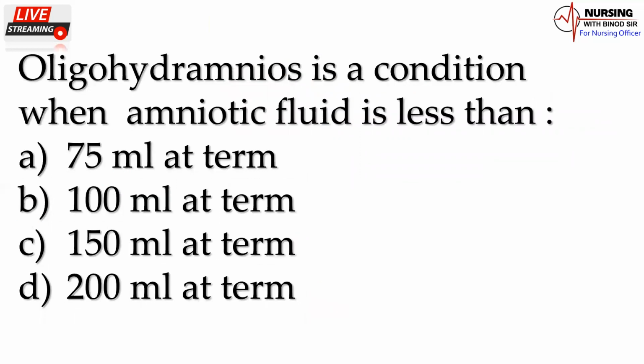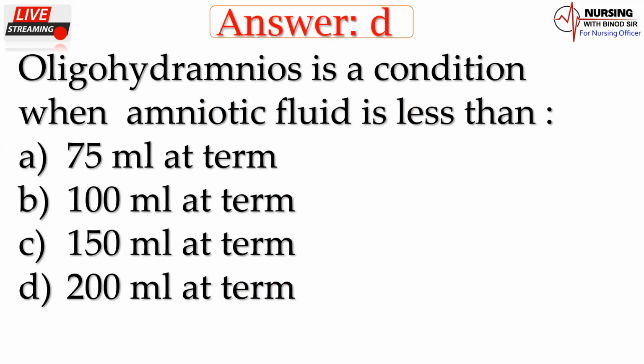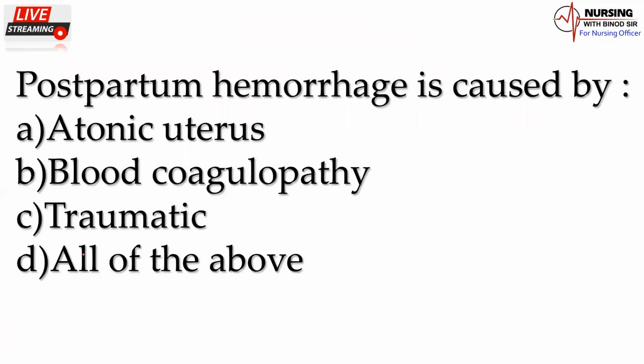Now we'll come back to the next question. Oligohydramnios is a condition when amniotic fluid is less than 75 ml at term, 100 ml at term, 150 ml at term, or 200 ml at term. So what would be the right answer to this question? The answer would be the D option, less than 200 ml at term.